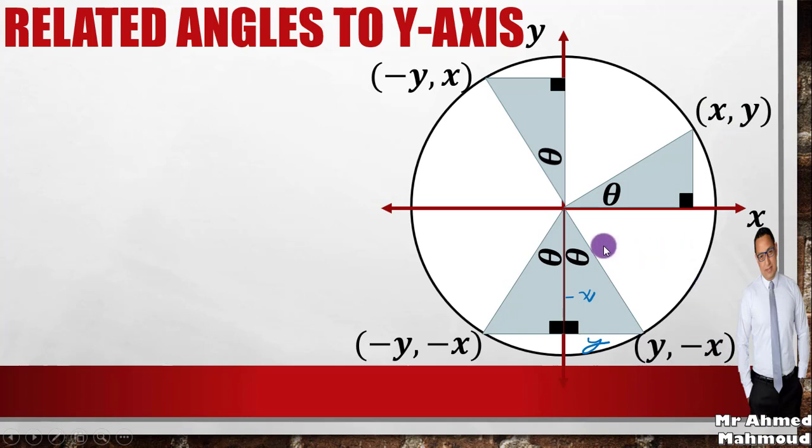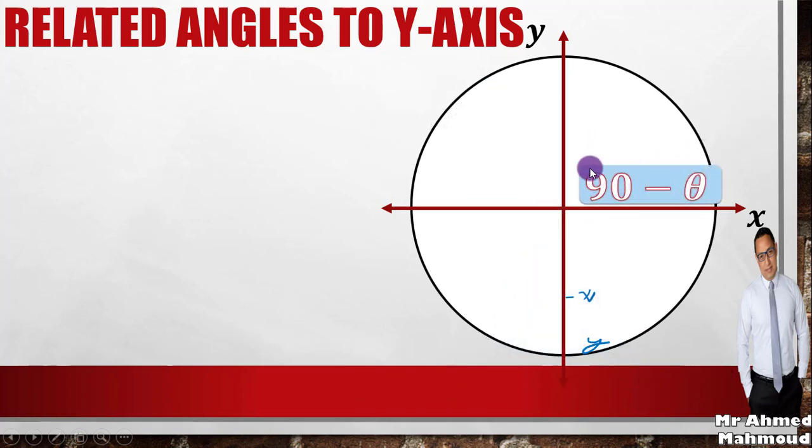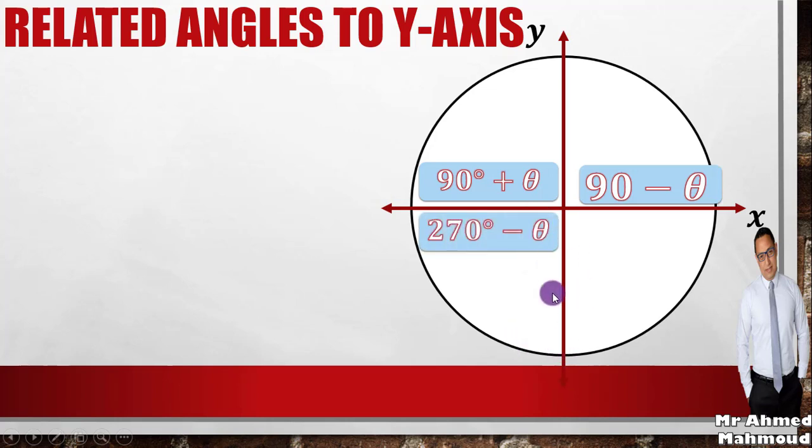So what I need to say here is, if the angle is related to the y-axis, in the first quadrant the angle is called theta. Okay, in the first quadrant here, the angle is 90 minus theta. In the second quadrant it is 90 plus theta. Here 270 minus theta. And here 270 plus theta. This is 90 degrees and this is 270 degrees. So the two angles 90 and 270 are related to the y-axis: 90 minus theta, 90 plus theta, 270 minus theta, 270 plus theta.